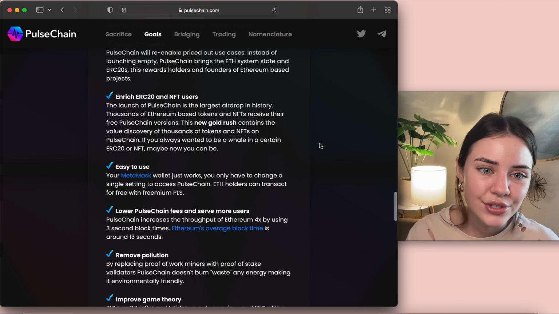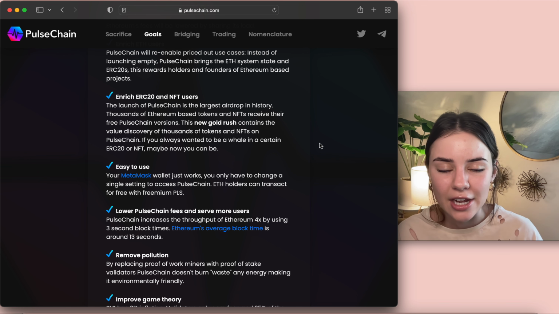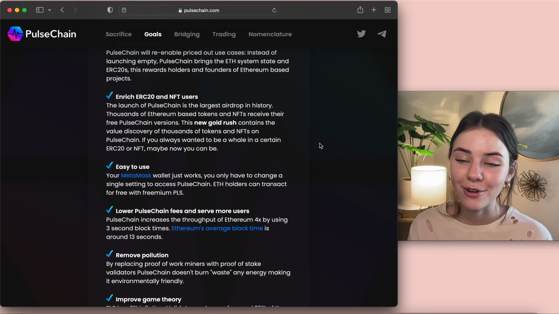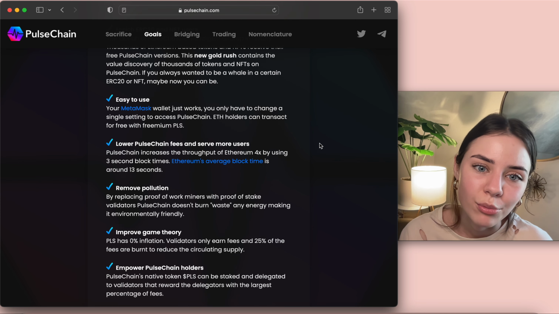It'll be easy to use. Your MetaMask wallet just works. You only have to change a single setting to access PulseChain. Super easy. All you do is go into settings, networks, add the network. And then lower PulseChain fees and serve more users.